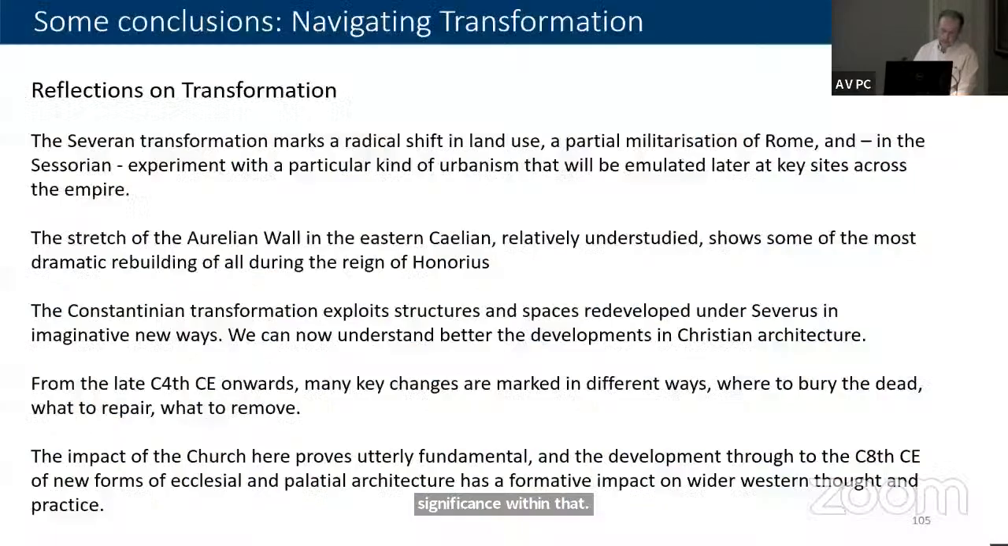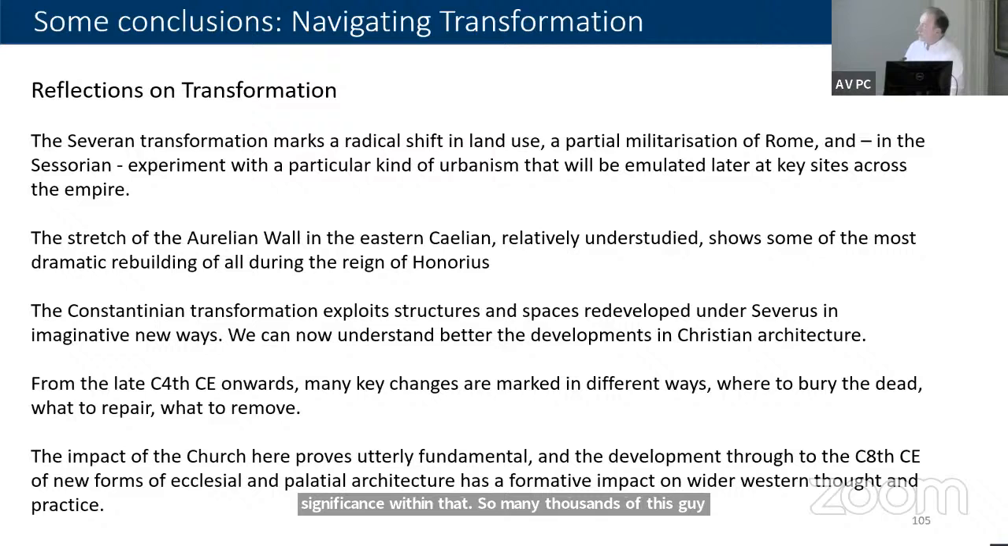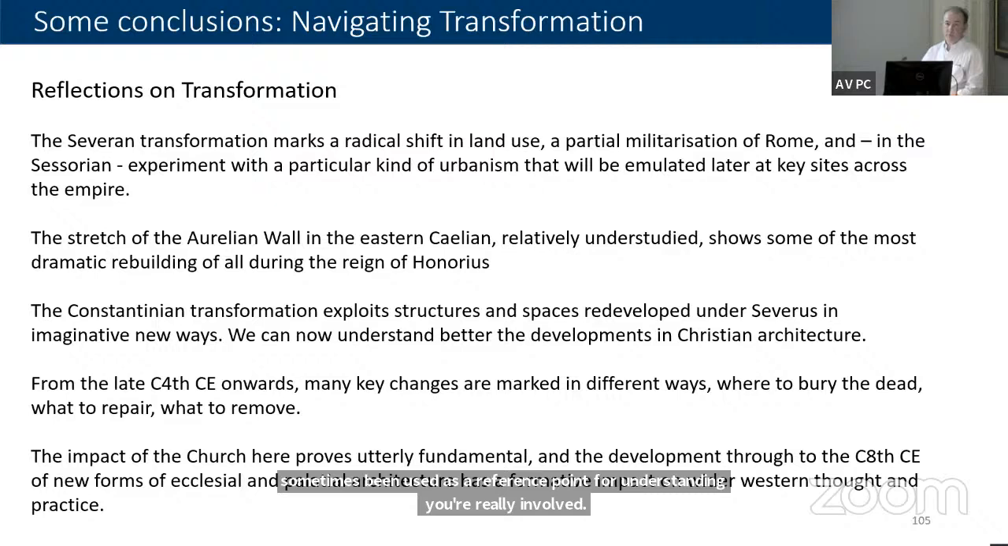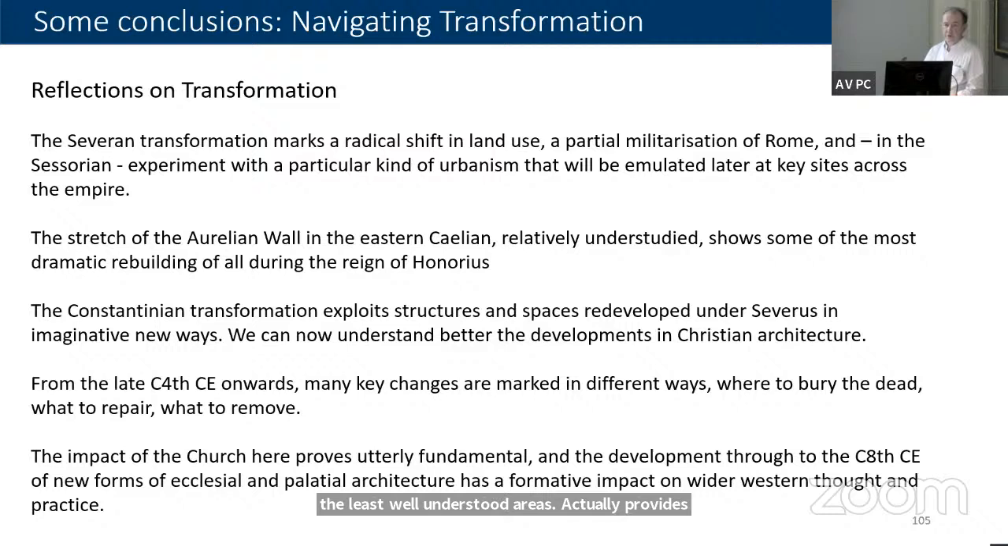So when we look at the transformation, there are many different lessons we can perhaps reflect on. One of them is the importance of the Severan transformation right the way across the area. The degree to which Severus both militarized Rome and rebuilt Rome is too often underestimated. The area of the Aurelian Wall that we've looked at has sometimes been used as a reference point for understanding the Aurelian Wall, but in reality, we've concluded that it's probably one of the least well understood areas, and it actually provides evidence for some very dramatic remodeling and innovation.